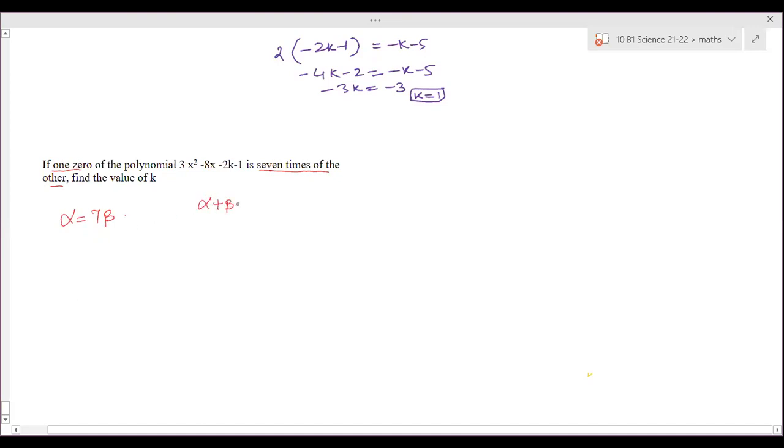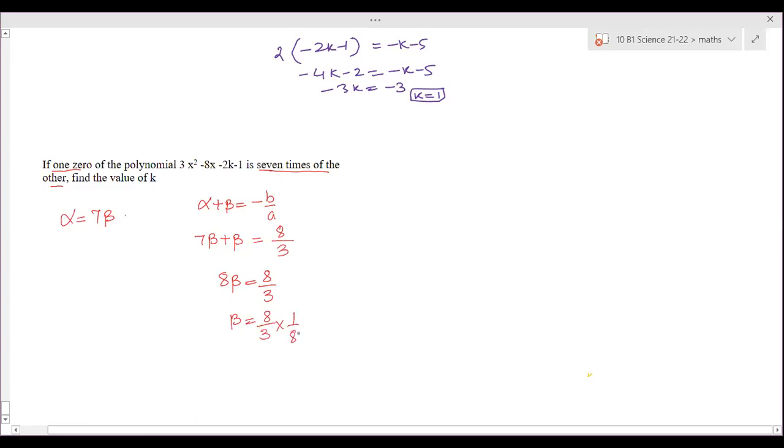Alpha plus beta is minus b by a, which from the equation is 8 by 3. Now substitute the value. Alpha value is 7 beta. So 7 beta plus beta is equal to 8 by 3. So 8 beta is equal to 8 by 3. So beta is equal to 8 by 3 into 1 by 8.